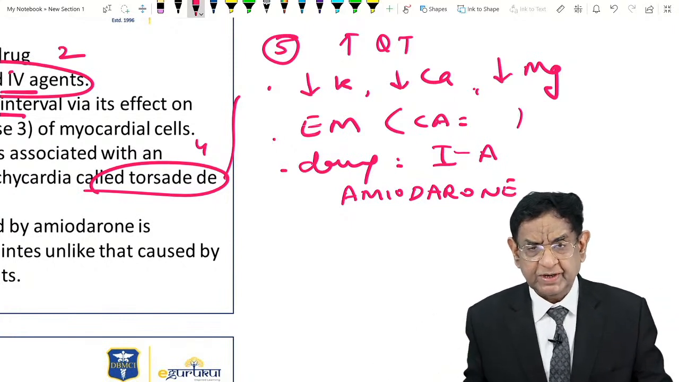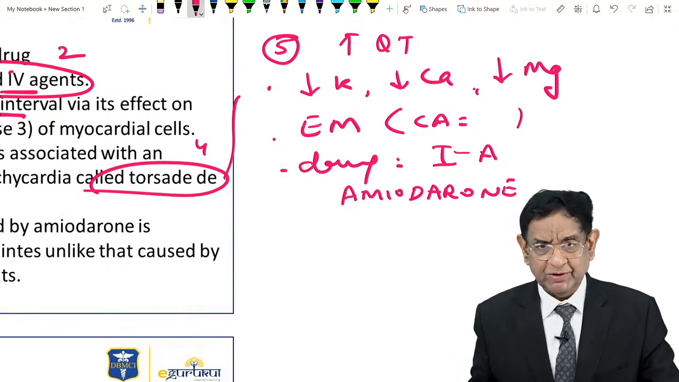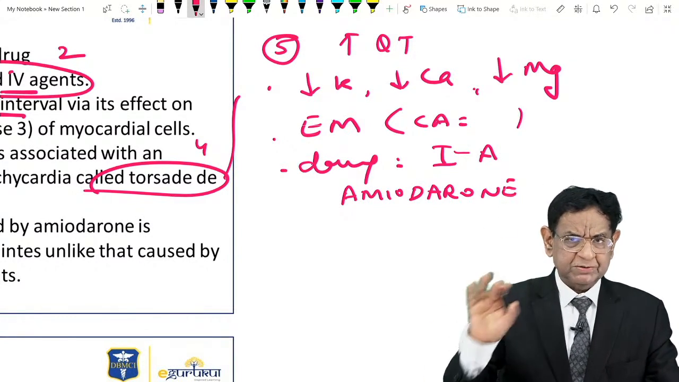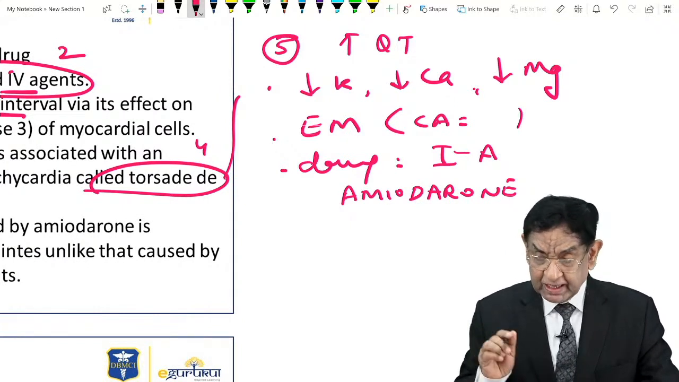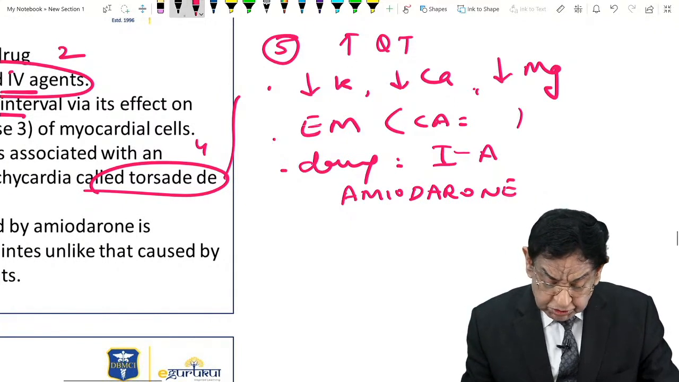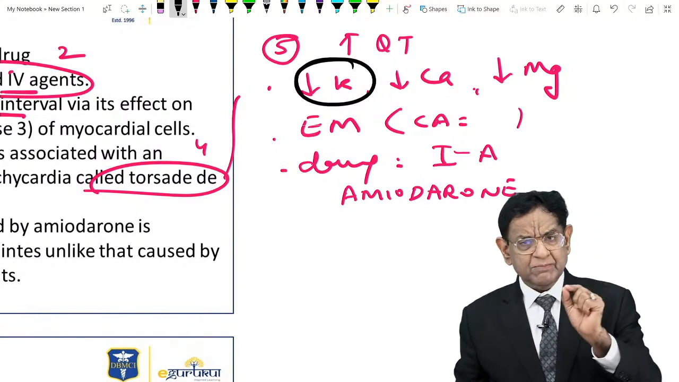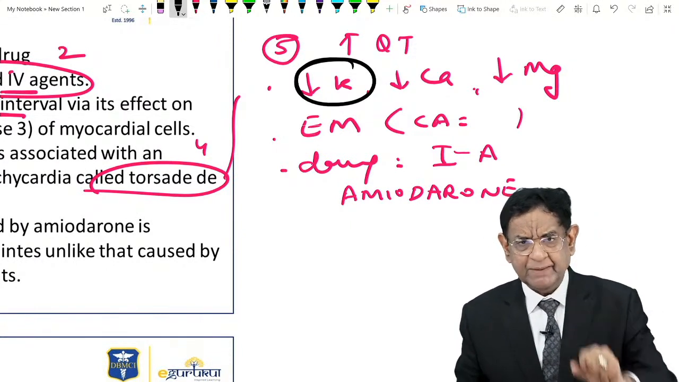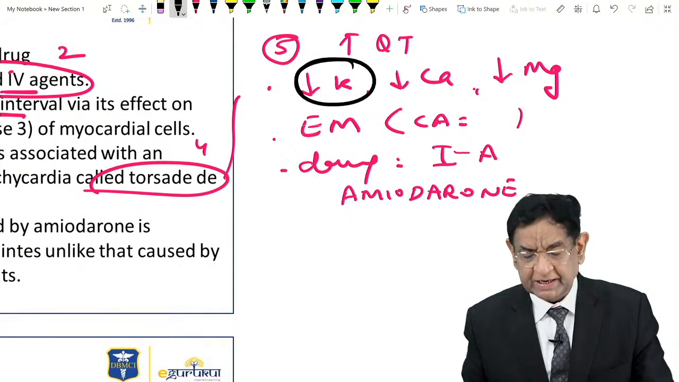Okay, I'm talking about amiodarone, not the prolonged QT. There are many other drugs also, like tricyclic antidepressants. Well, out of these, this is the single most important cause. Single most: you forget everything, don't forget hypokalemia. It leads to prolonged QT. It's the commonest cause of prolonged QT interval in actual clinical practice.